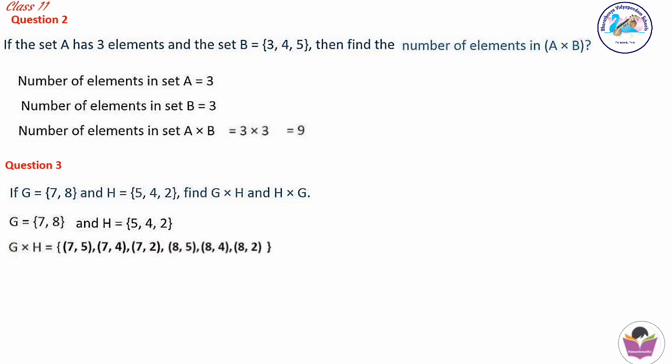Next we have to go for H cross G. H cross G is equal to first set is H, second set is G. So 5 we have to pair with 7, 5 with 8. The next is 4, we have to pair with 7, 4 with 8. Next is 2, we have to pair with 7 and 2 and 8 pairing. So this is what H cross G. Quite simple questions, and make sure that due to carelessness you should not make any mistake.